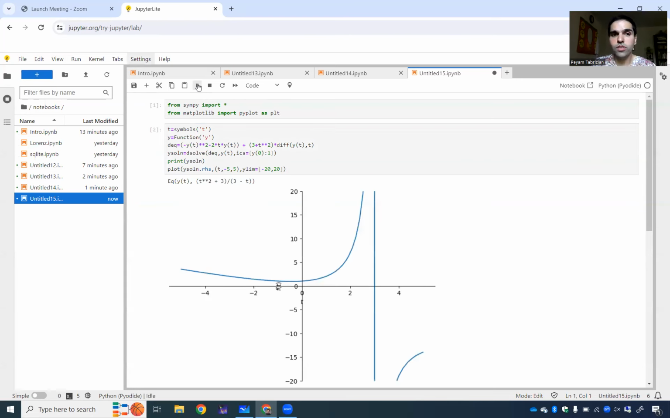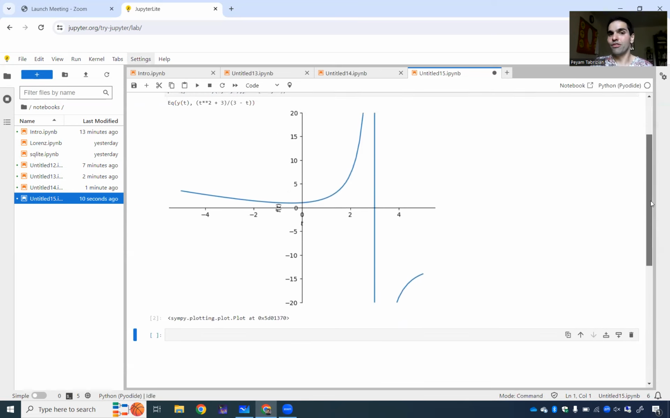So you see, it tells you the solution is t squared plus 3 over 3 minus t. And more importantly, it gives you that beautiful plot here.